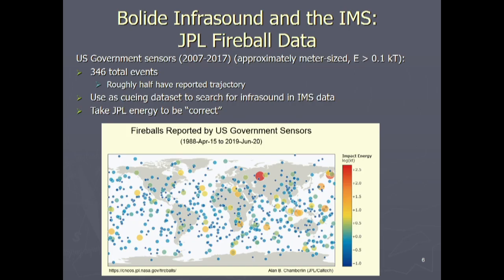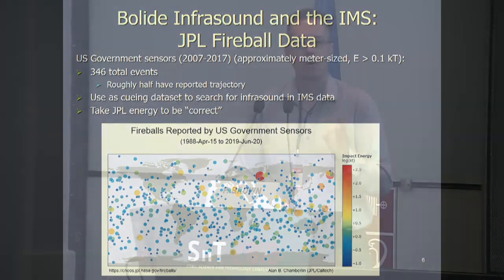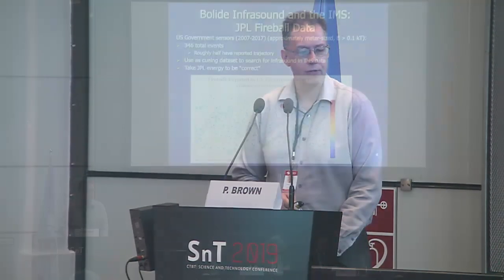But one of the questions we have is, how often and how efficiently does the IMS detect these bolides? And unfortunately, just detecting the odd bolide isn't really enough to give us an idea of efficiency. We need some independent data set that gives us an absolute cued sequence of events where we know the time, location, and energy to compare against infrasound data. And recently, such data has become available in the form of detections by US government sensors.